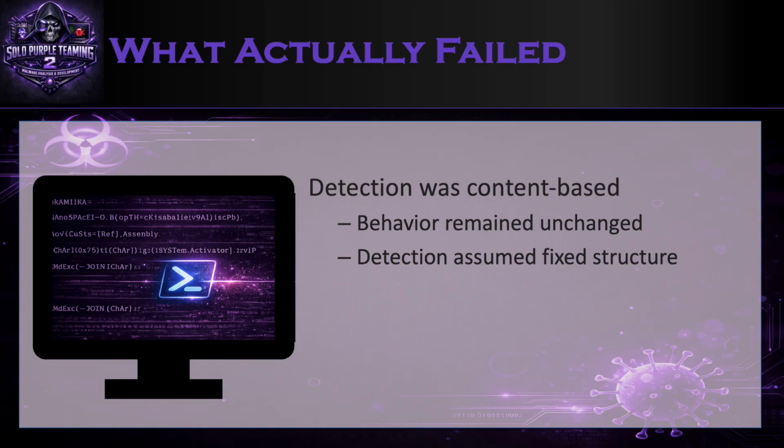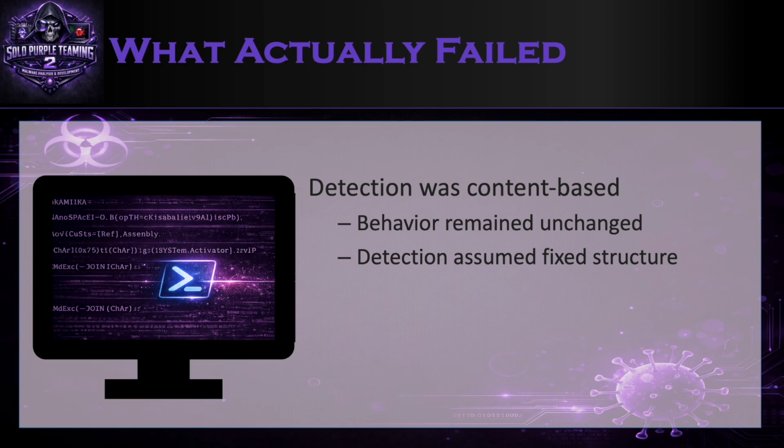AMSI failed in this case because the detection was content based. It evaluated the script text it was shown and attempted to match it against known strings and patterns. When we changed that one string for the prompt, we were able to bypass the signature that AMSI is using to detect that reverse shell. Importantly, the behavior remained unchanged. We still ended up with a working reverse TCP shell where we could execute commands remotely.